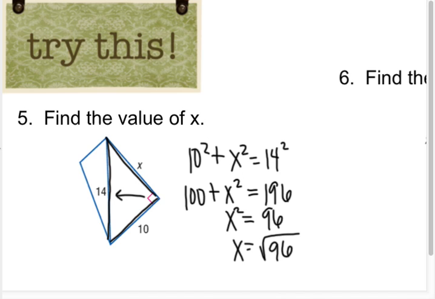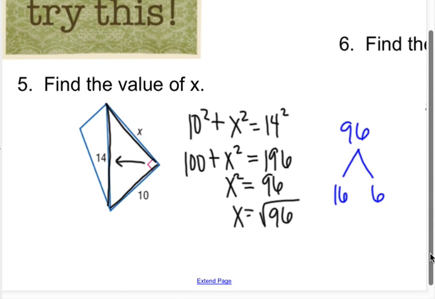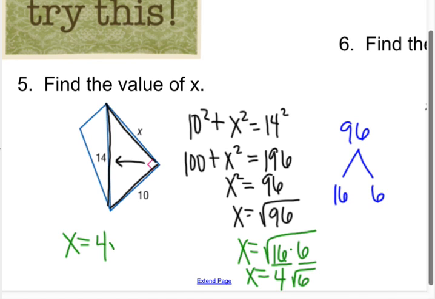X is equal to the square root of 96. And then I would say to myself, well, 96, what's my perfect square that multiplies to 96? Well, 16 is a perfect square. 16 times 6 gives me 96. So x is equal to the square root of 16 times 6. The square root of 16 is 4. Square root of 6, we would just leave as the square root of 6. So x is equal to 4 square root of 6. That is my simplified radical form.